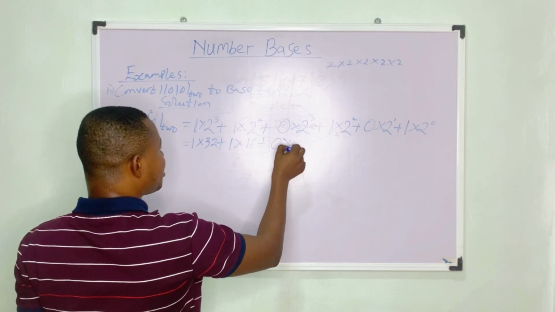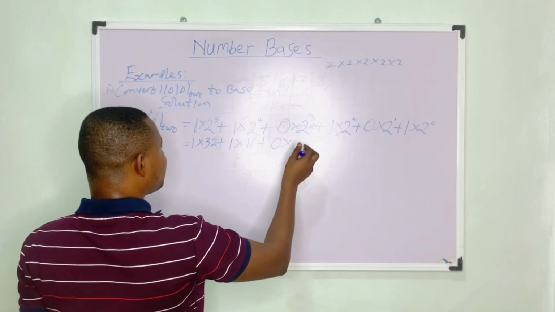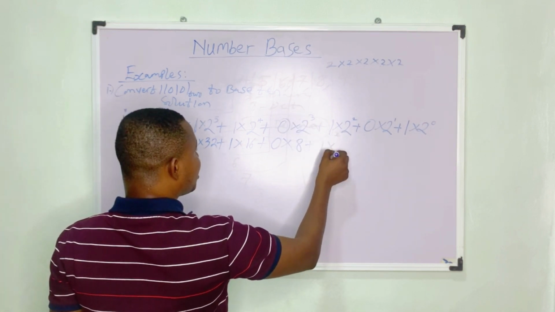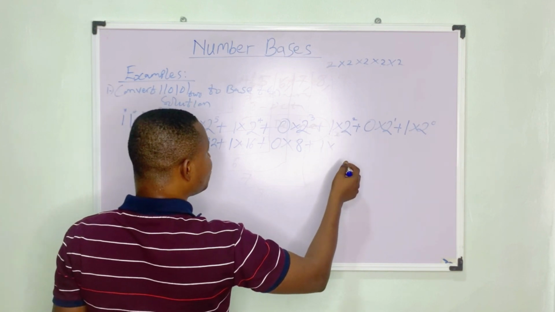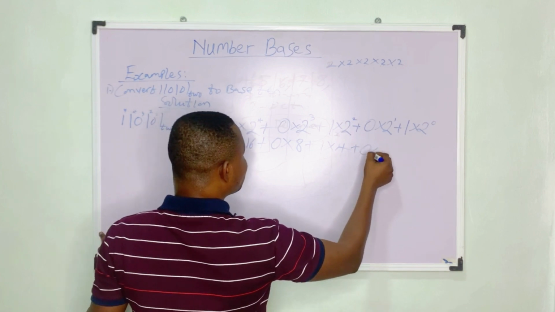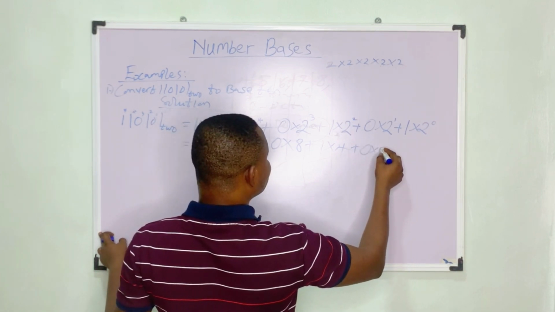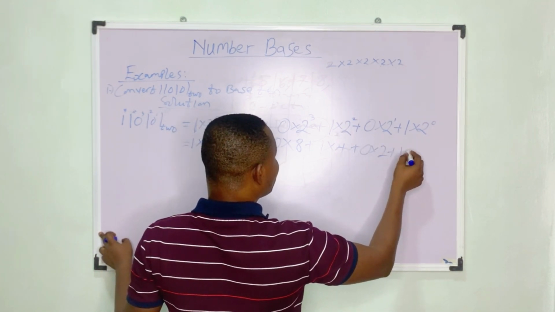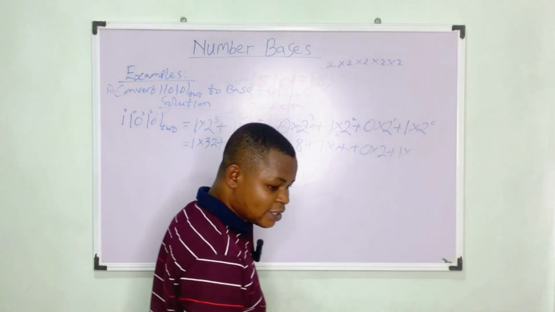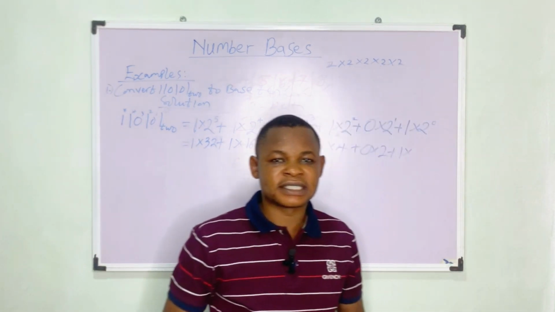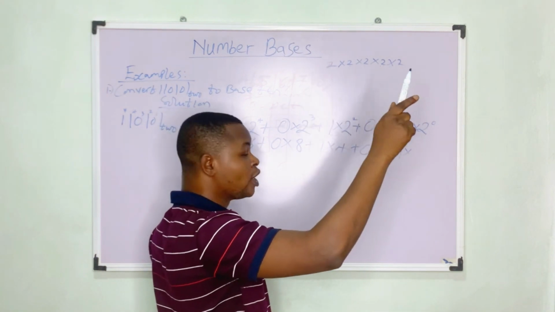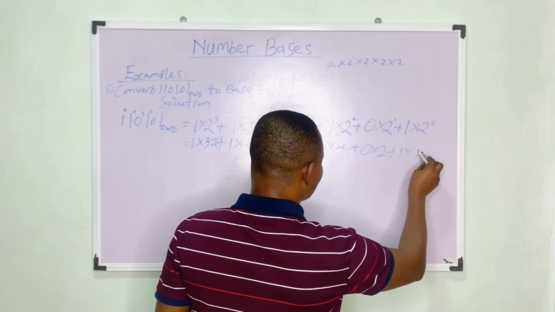Plus 0 times 2 raised to the power of 3 will give us 8. Plus 1 times 2 raised to the power of 2 will give us 4. Plus 0 times 2 raised to the power of 1 will give us 2. Plus 1 times 2 raised to the power of 0 will give us, in the law of indices, so when we get to indices, I will explain better to you. Any number raised to the power of 0 will give us 1.